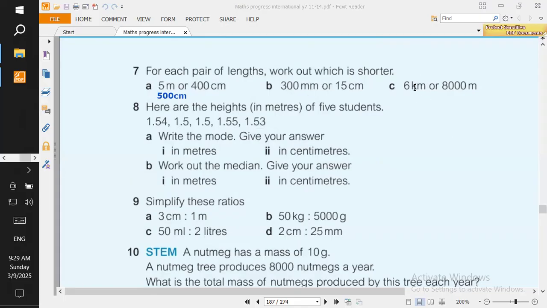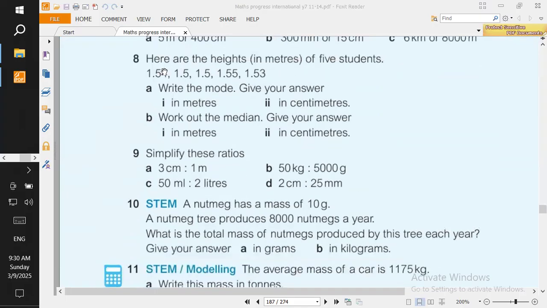Here, this one, 6 kilometers and 8,000 meters. So I'm going to turn the kilometers into meters by multiplying by 1,000. So it's going to be 6,000. And then I compare them. Which one is shorter? It's this one, which is the 6,000 meters. Now, let's move on to the next question.